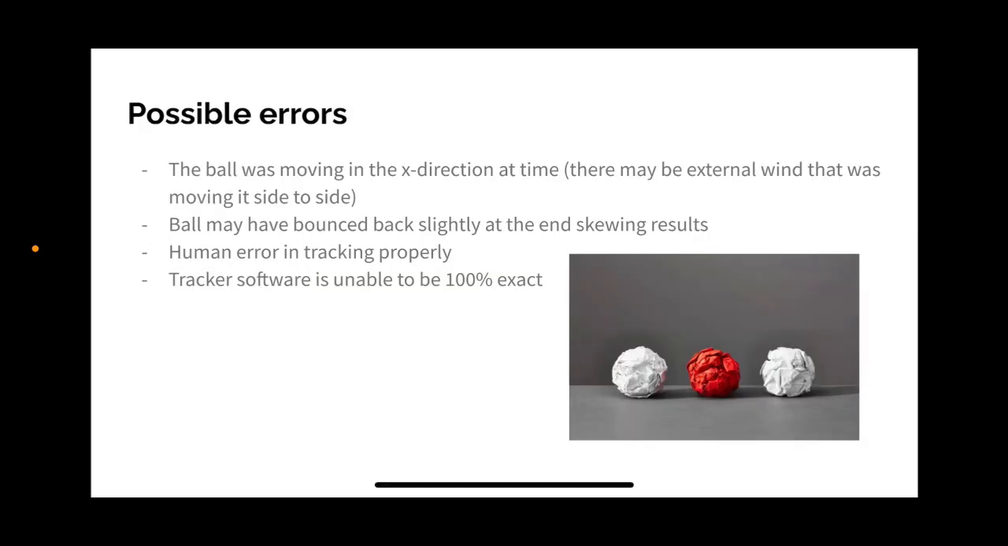Some possible errors are that the ball is moving in the x direction at times. There might be some external wind that decreases its y direction down. The ball may have bounced back slightly at the end, skewing the results a little bit. Human error in tracking it properly, and the tracker software is unable to be 100% exact.